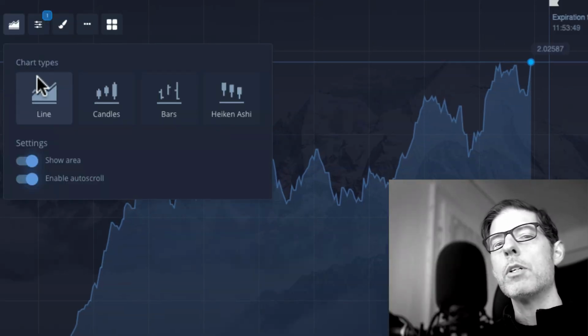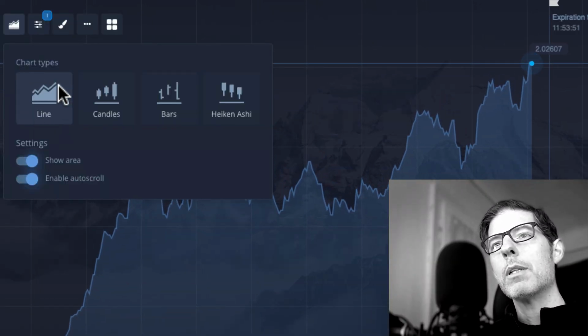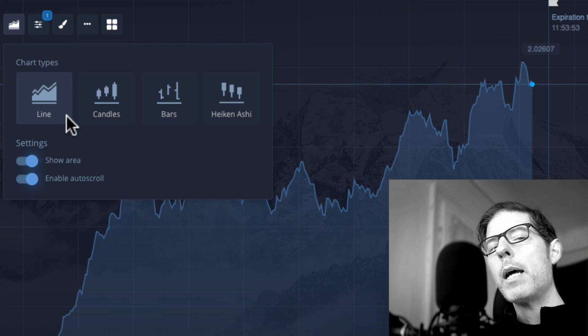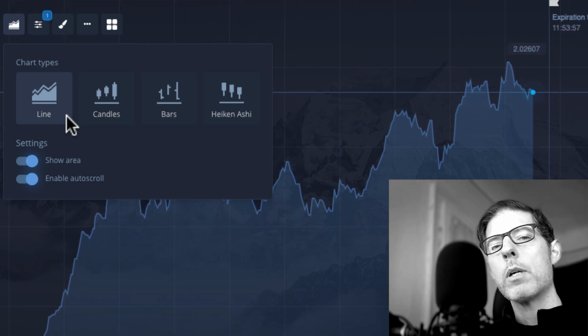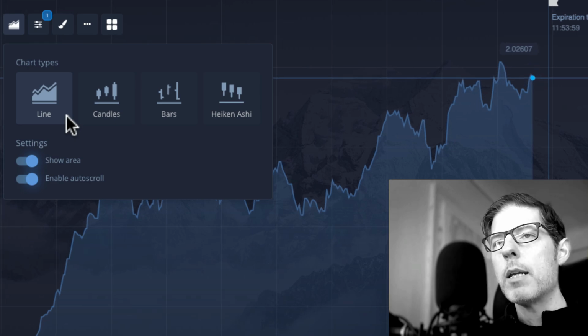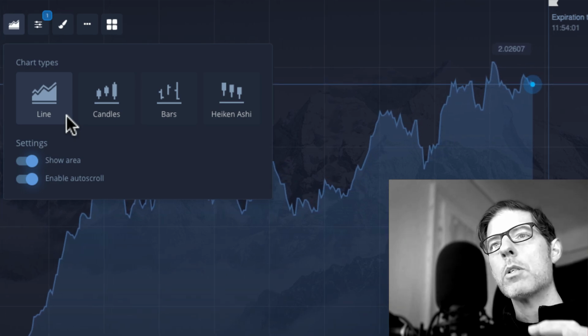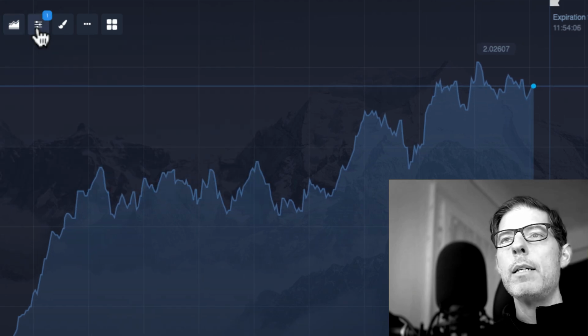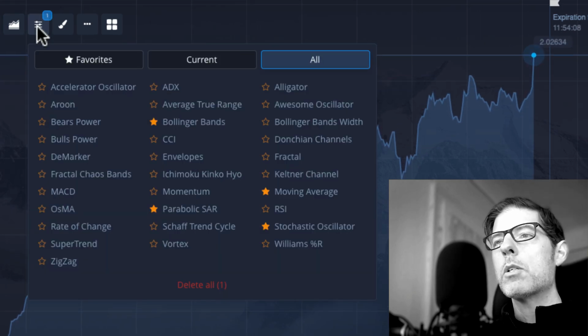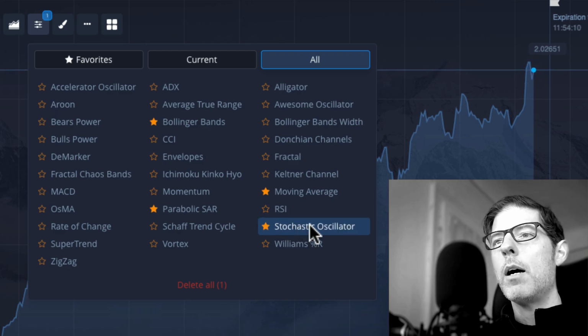Make sure that you have the chart type set to line. And as soon as you do that, you're going to have a lot less options to work with. You don't have to worry about which time frame to set. You simply just click on the line option there. And then next we're going to add an indicator. So over here, let's make sure to select the stochastic oscillator.